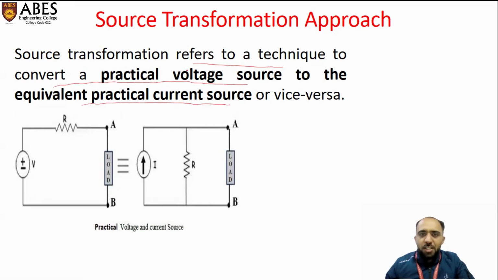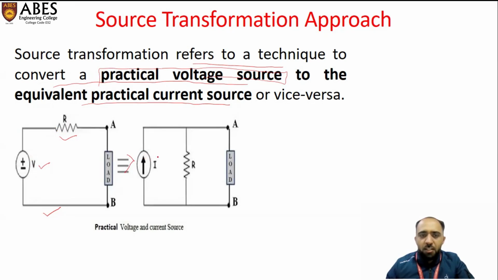So now the question is, what is practical voltage source? Everyone needs to understand what is practical voltage source. So this is the circuit diagram for practical voltage source having voltage V and the resistance R in series. So this diagram represents the practical voltage source, and this diagram can be converted to the practical current source.